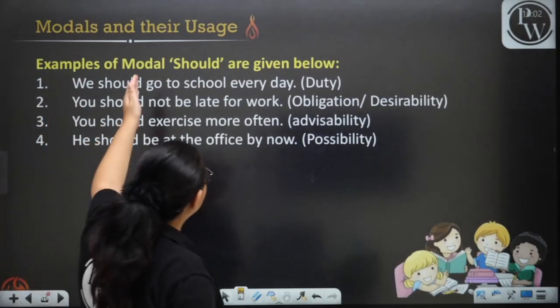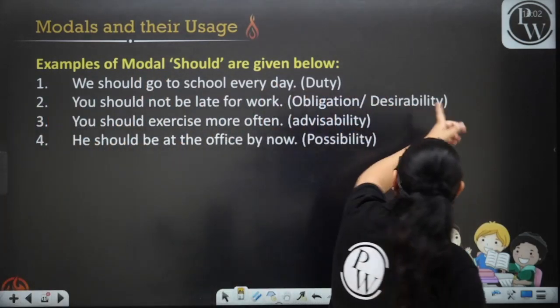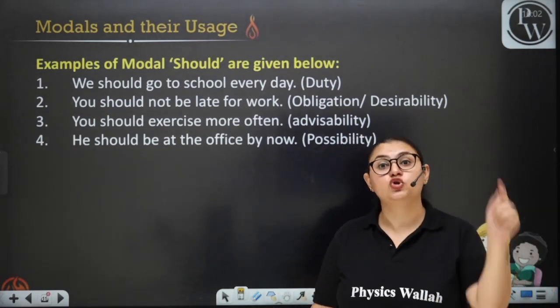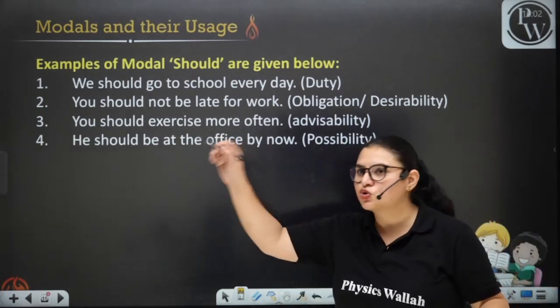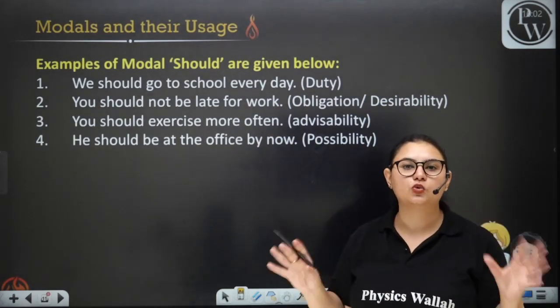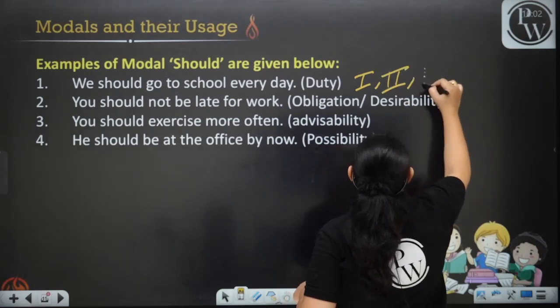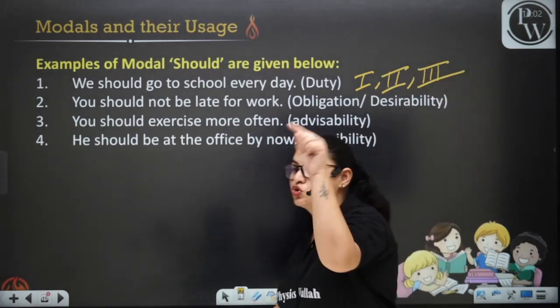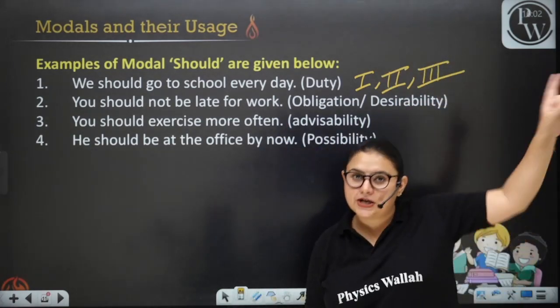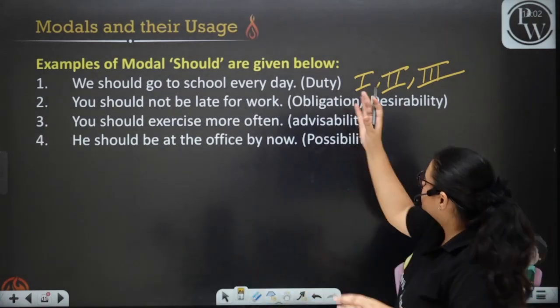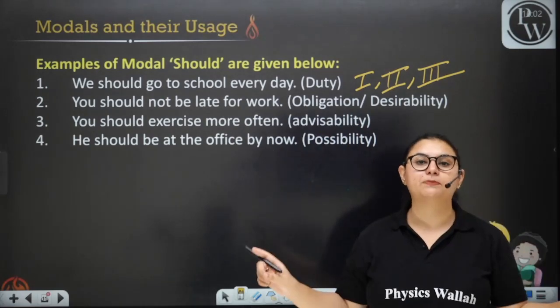Now, we should go to the school every day. This is your duty. You should go to the school every day. They should go to the school every day. You can use should with all the persons. You should go to school. They should go to school. I should go to school. We can use should to express the duty of all the three persons.